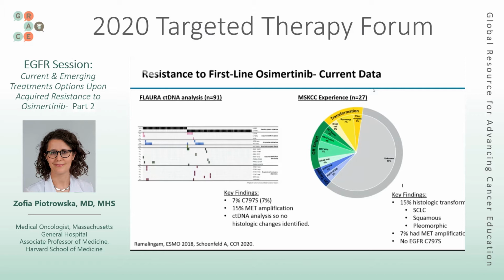And what we can see here is that, on this pie chart, transformation does seem to be a larger piece of the pie than we might have expected based on older studies where small cell transformation accounted for probably about 5% or so of patients who progressed on erlotinib and gefitinib.